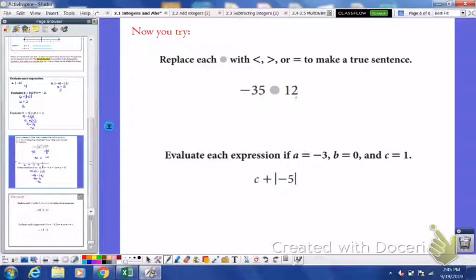And then last up, evaluate the expression if A equals negative 3, B equals 0, and C equals 1. So C plus the absolute value of negative 5, you only need the C. There is no A or B. So go ahead and write down that problem, show your steps, including your substitution.